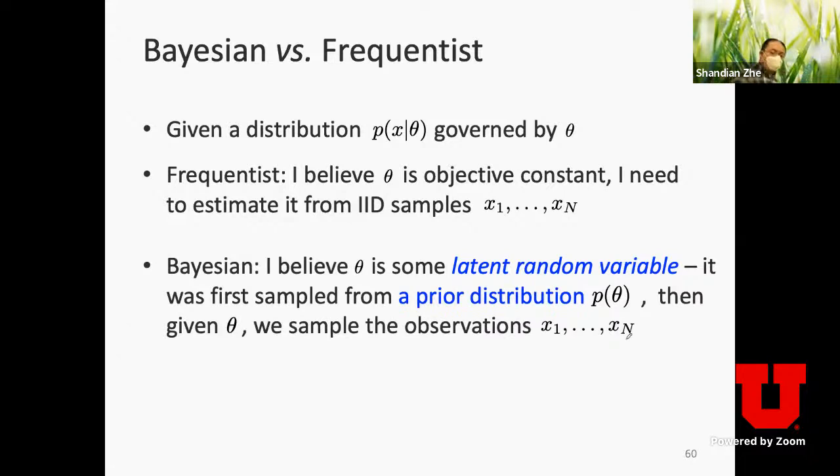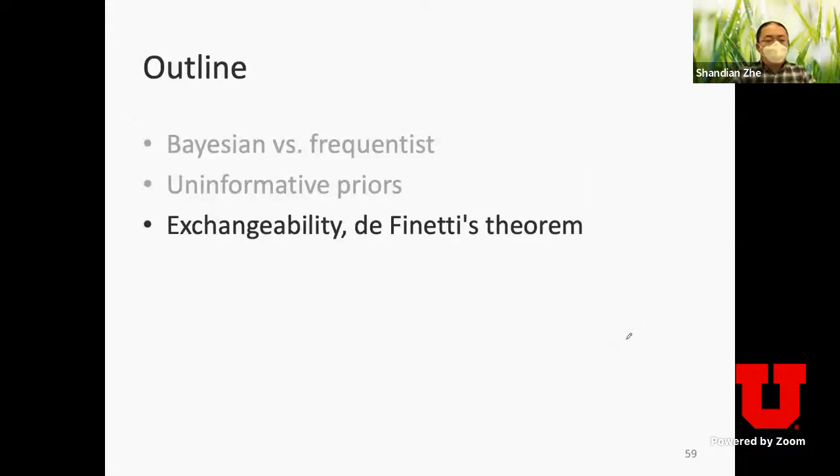Okay, a third important topic or concept is called exchangeability and de Finetti's theory. De Finetti's theory justifies the rationale of the Bayesian model. It explains why it's reasonable for us to assume there's a prior distribution over the latent random variable or model parameter theta. It gives you a perfect theoretical justification.